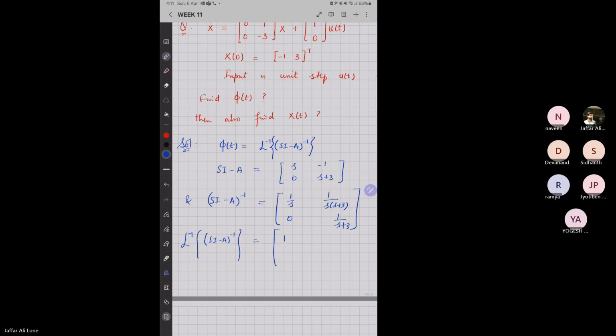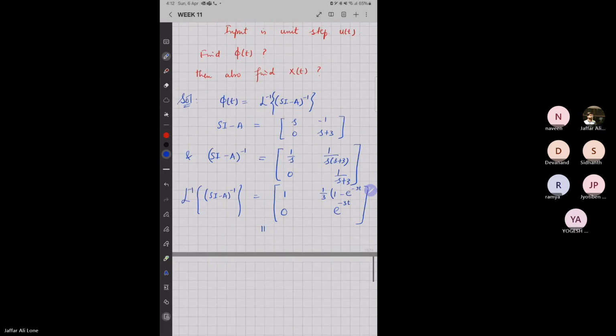It's 1. Similarly, for the other terms: this is 0, the last one is e raised to the power minus 3t, and this one is 1 over 3 into 1 minus e raised to the power minus 3t. So done, the first part is done. We found phi t.